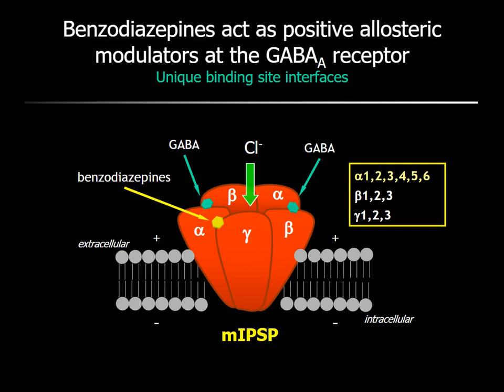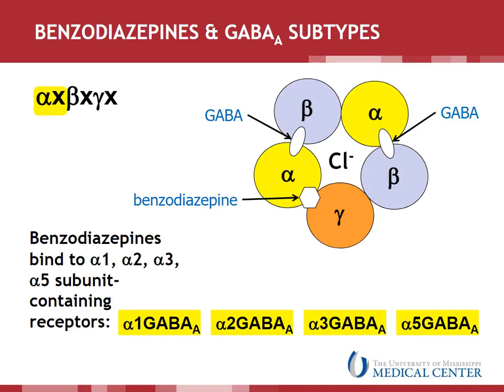GABA binding is still necessary for benzodiazepines to exert their effect, and because of that, they're considered positive allosteric modulators of the GABAA receptor. And while there are 6 different types of alpha subunits that can compose a GABAA receptor, the major targets for benzodiazepines are GABAA receptors containing alpha-1, alpha-2, alpha-3, and alpha-5 subunits.